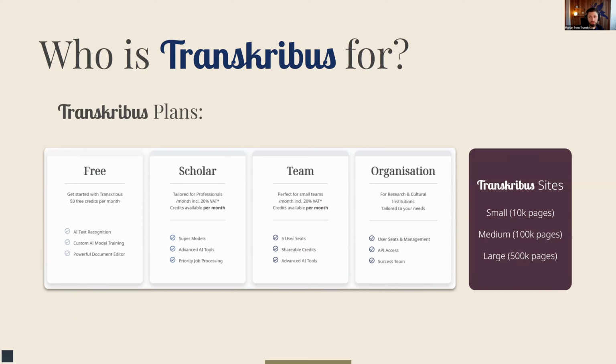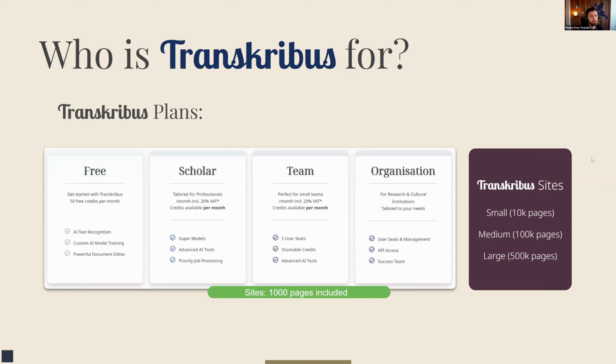With Transkribus Sites, we have different plans. It's displaying. Okay, now it's displayed with those plans that are paid. So basically, the Scholar, Team and Organization plans already include 1,000 pages on Sites. So if you have a small or private project, you can just get a Scholar plan and publish 1,000 pages easily.